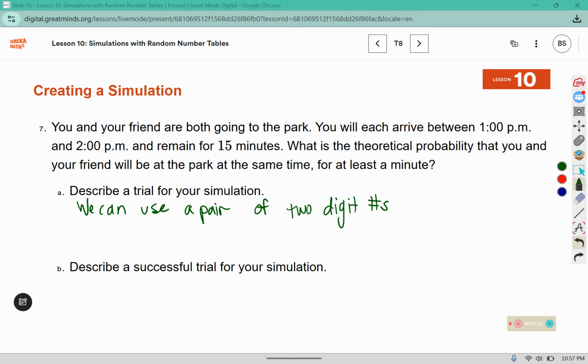So then we have 00 to 59 would represent the time between 1 and 2 p.m. Since there are 60 minutes in an hour. And we're going to ignore any numbers that are 60 to 99.